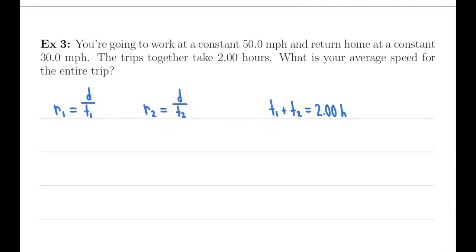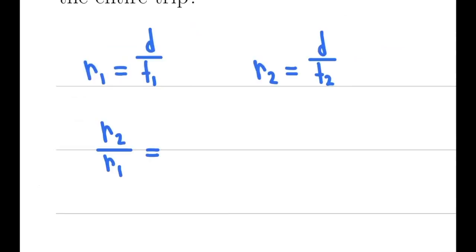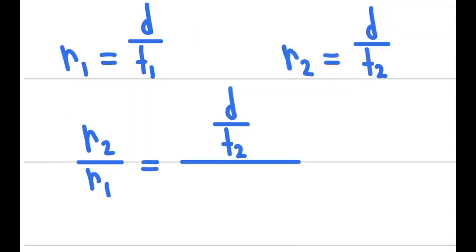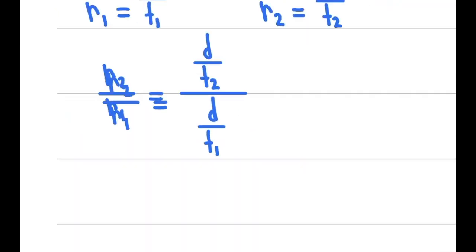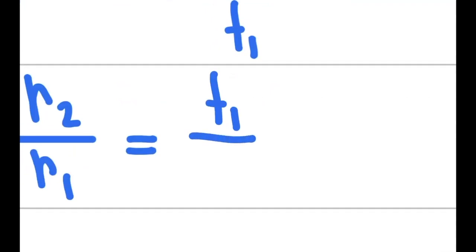Since we don't know distance, there's a couple ways you can solve this. What I'm going to do is take the ratio of R2 to R1 and the distances will cancel. So R2 divided by R1 is distance over T2 divided by distance over T1. The distance in the numerator and the distance in the denominator cancel, and if you do keep-change-flip, T1 goes to the numerator. So it'll be T1 over T2.